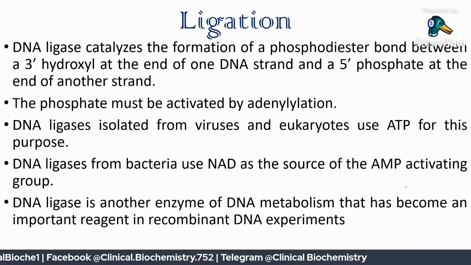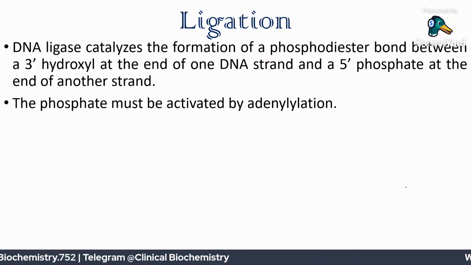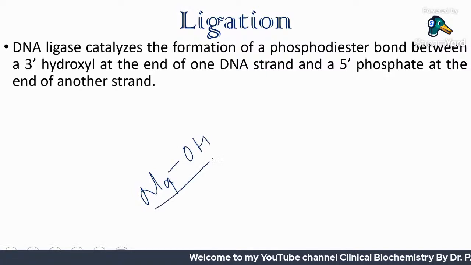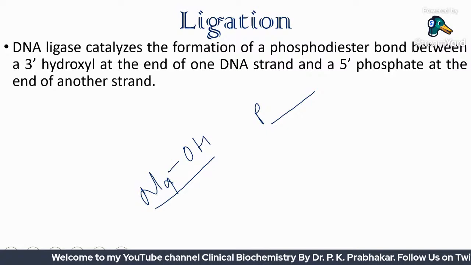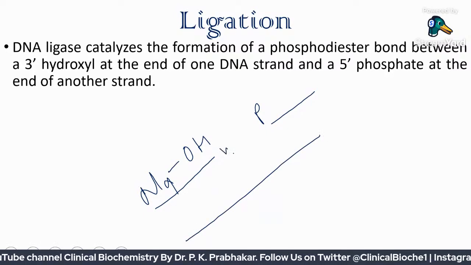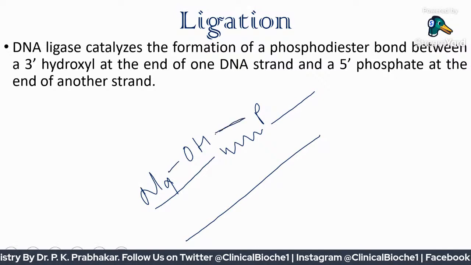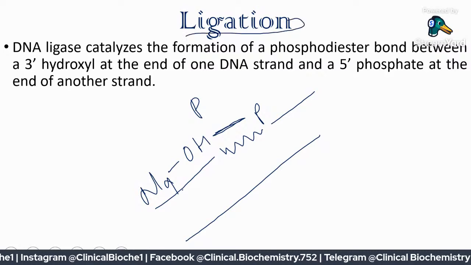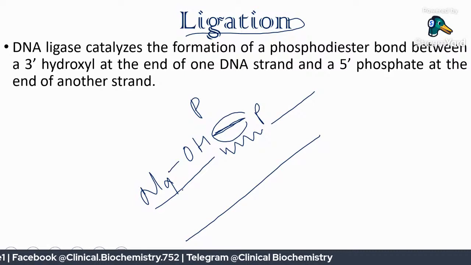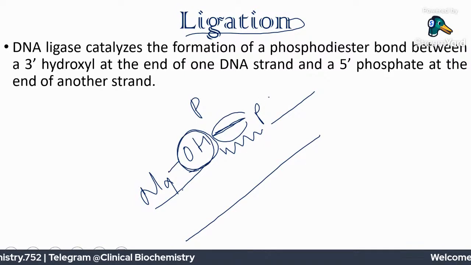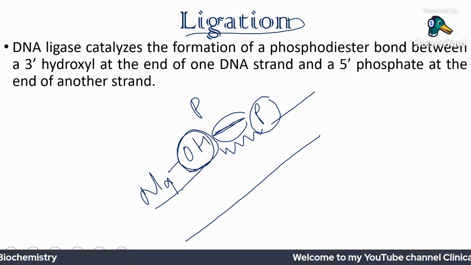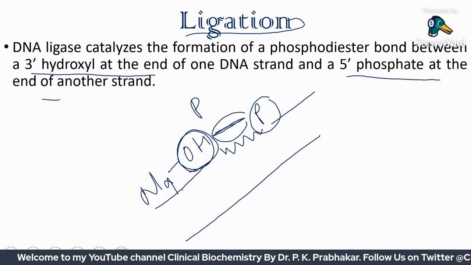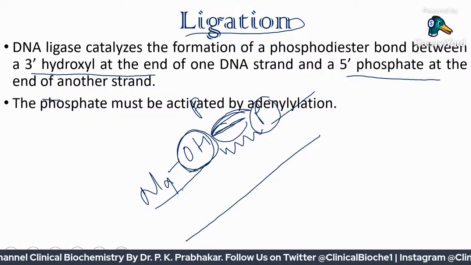This ligation is the joining of two nucleotides. If you see here, we have one nucleotide on this side, which has a 3' OH, and one DNA portion on this side, which has a phosphate. The gap is there. This gap needs to be filled by forming a phosphodiester bond. You know that two nucleotides are joined together by a phosphodiester bond. So ligation means the formation of a phosphodiester bond between one nucleotide's 3' OH and another nucleotide's 5' phosphate. So remember, 3' hydroxyl at one end of the DNA, 5' phosphate at the other end of the DNA. The ligation reaction occurs between these two components.